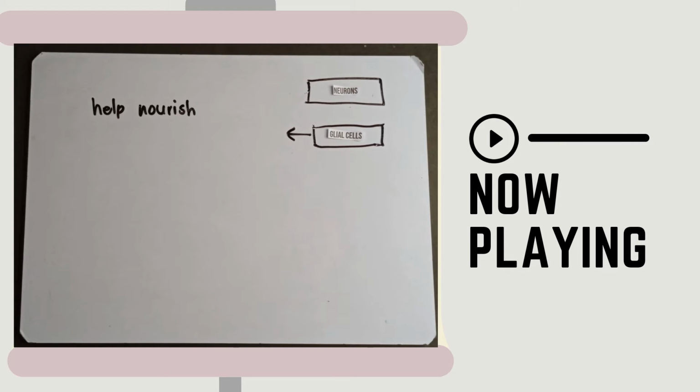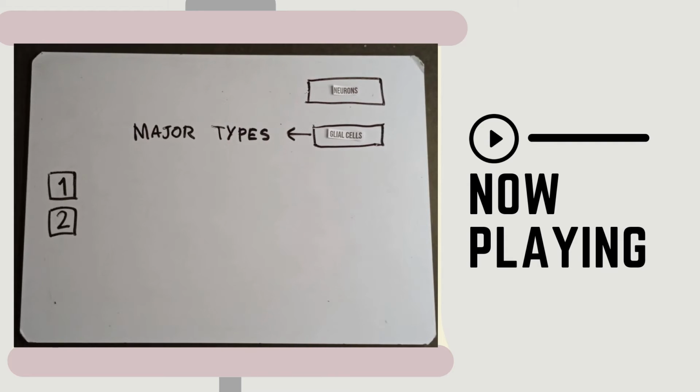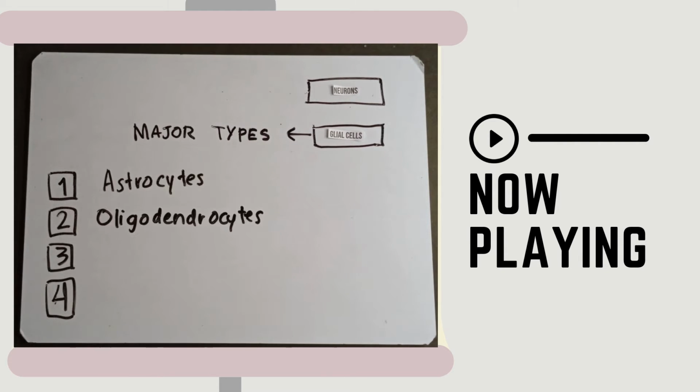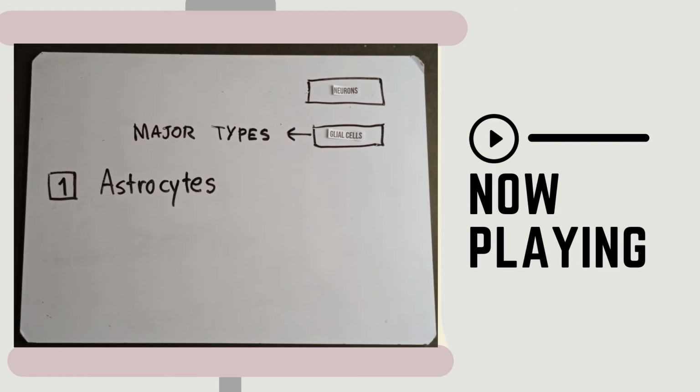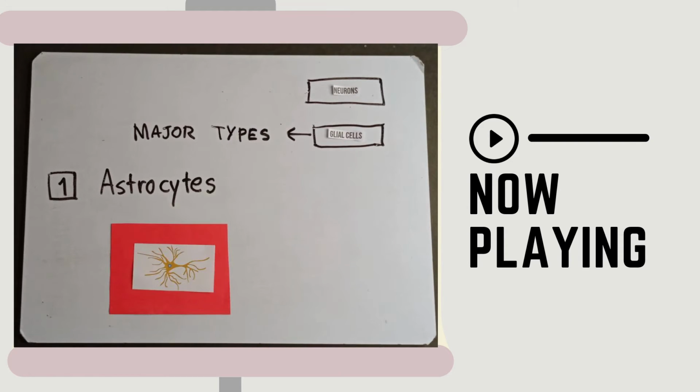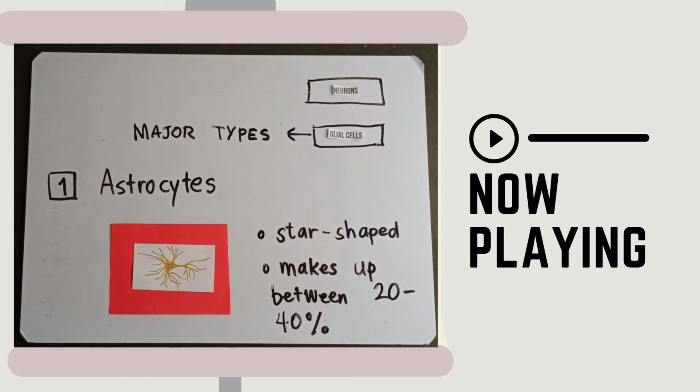Glial cells help nourish, insulate, and extract waste products from neurons. Astrocytes are star-shaped glial cells within the brain and spinal cord. Depending on the method used, they make up between 20 and 40% of all glial cells.